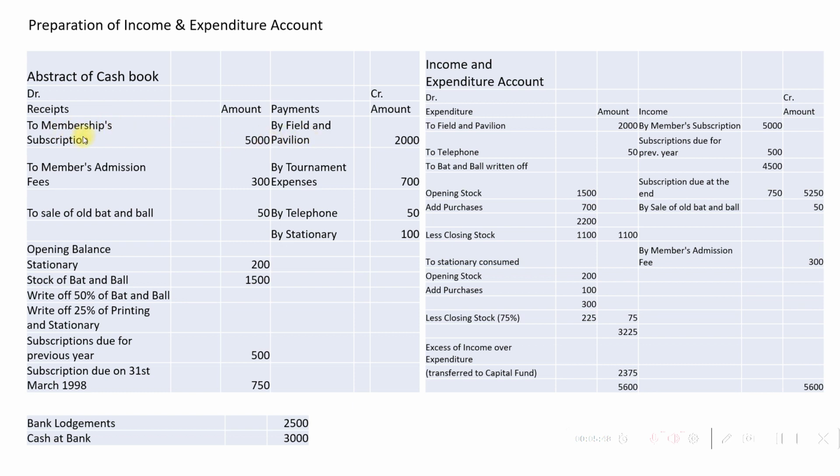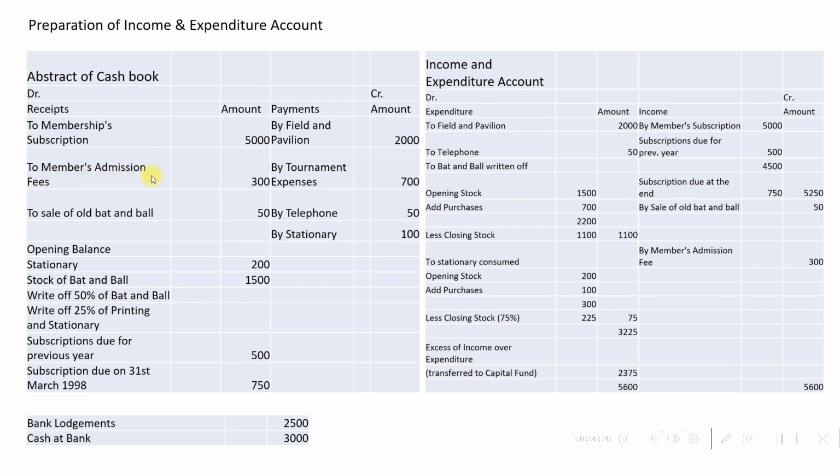Okay. Now the receipts are membership subscription. There is a receipt of 5,000 rupees. So how do we do it in income and expenditure? We say it is an income. In the income and expenditure account, expenditure is a debit entry, and income is a credit entry. So membership subscription of 5,000 is on the credit side.